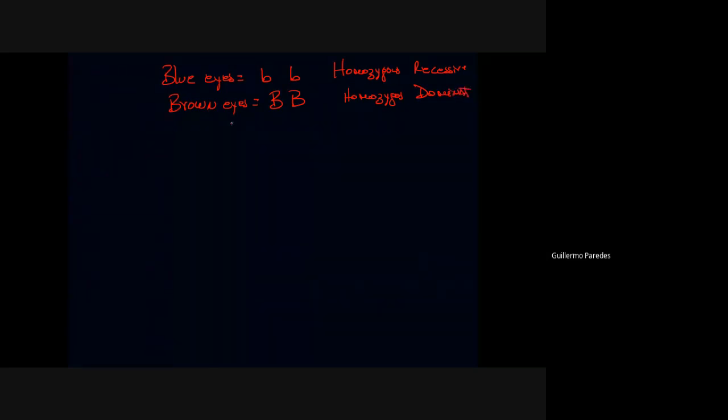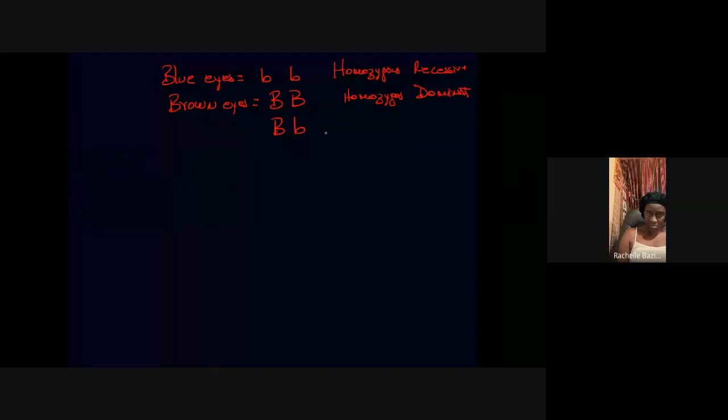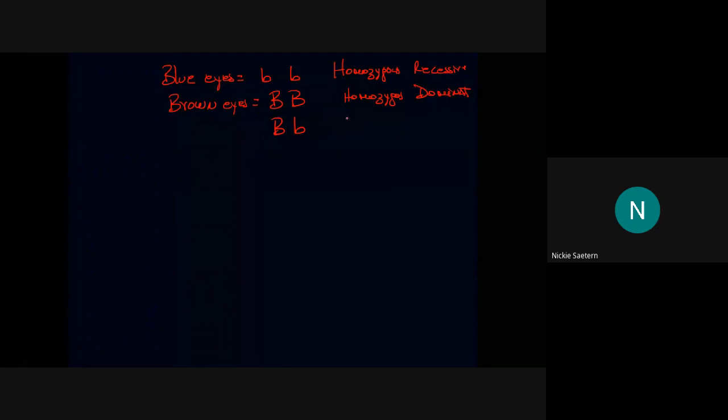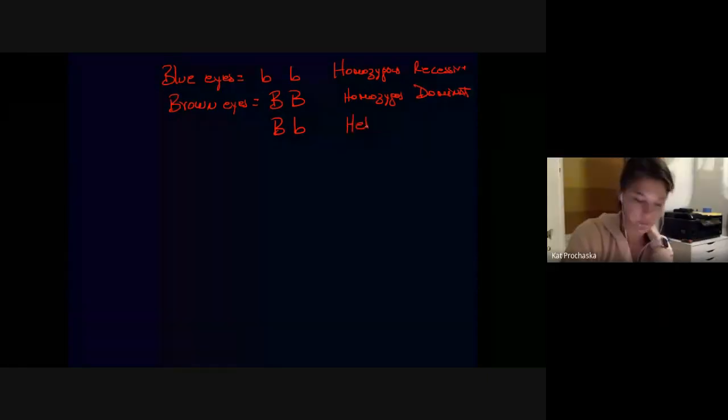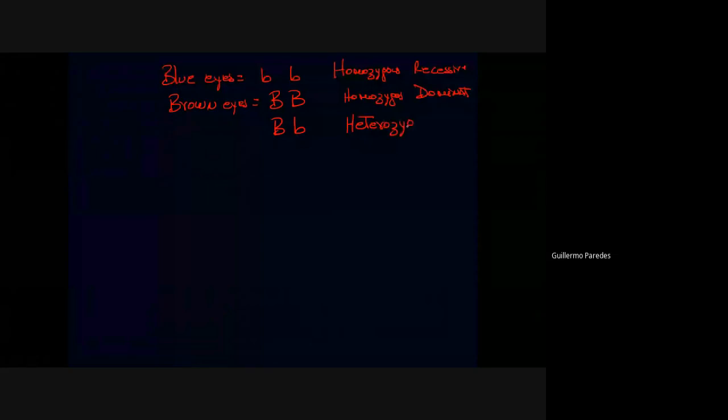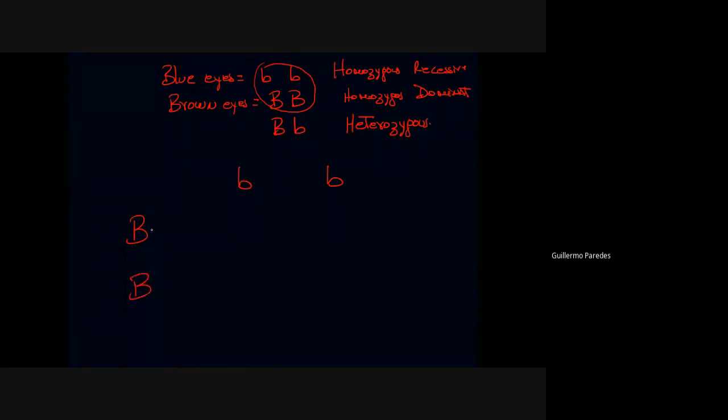And another brown eyes possibility is going to be Bb, yes or no? Yes. This is going to be, how is it called? Heterozygous. Okay? So let's now have a combination of these. BB with brown eyes is the homozygous dominant, and bb is the homozygous recessive. So if you have blue eyes, you cannot have another option, the homozygous recessive, because the blue is very recessive.